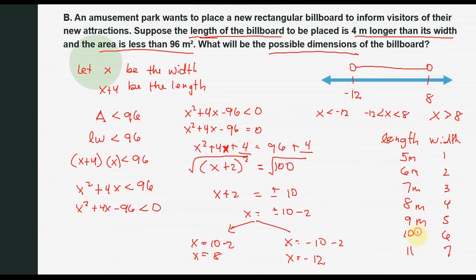Also, when it comes to dimensions, we start first with the length before the width. We're going to have 5 meters by 1 meter, 6 meters by 2 meters, 7 meters by 3 meters, 8 meters by 4 meters, 9 meters by 5 meters, 10 meters by 6 meters, and 11 meters by 7 meters. So these are the possible dimensions for our billboard.